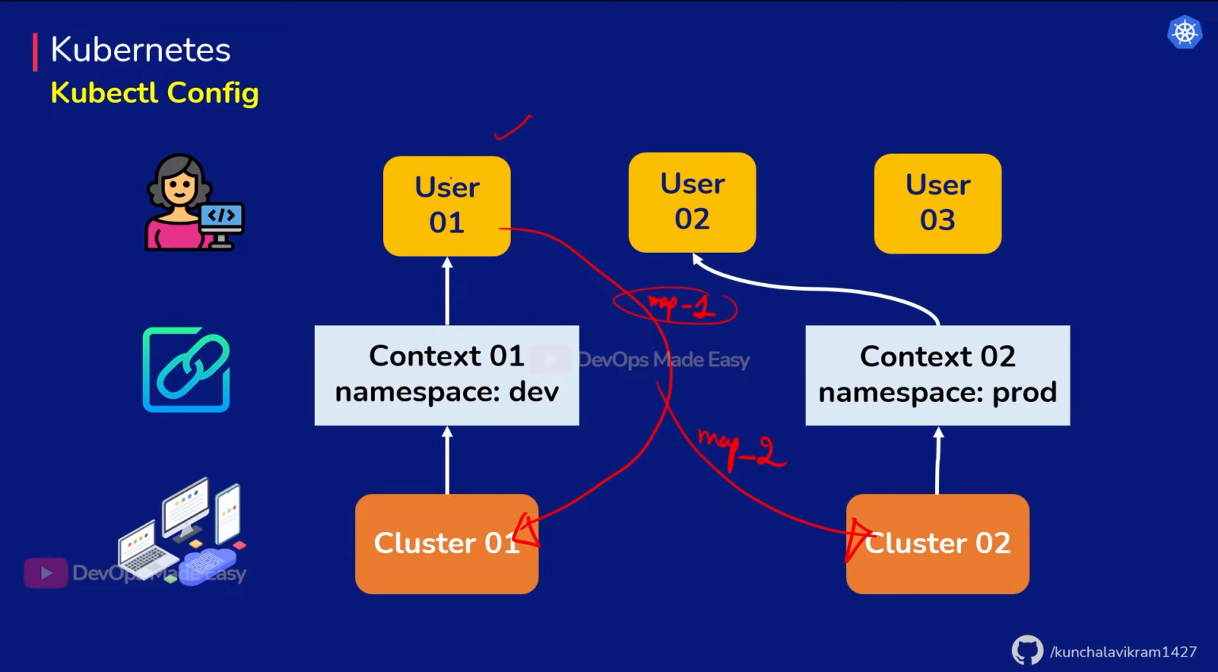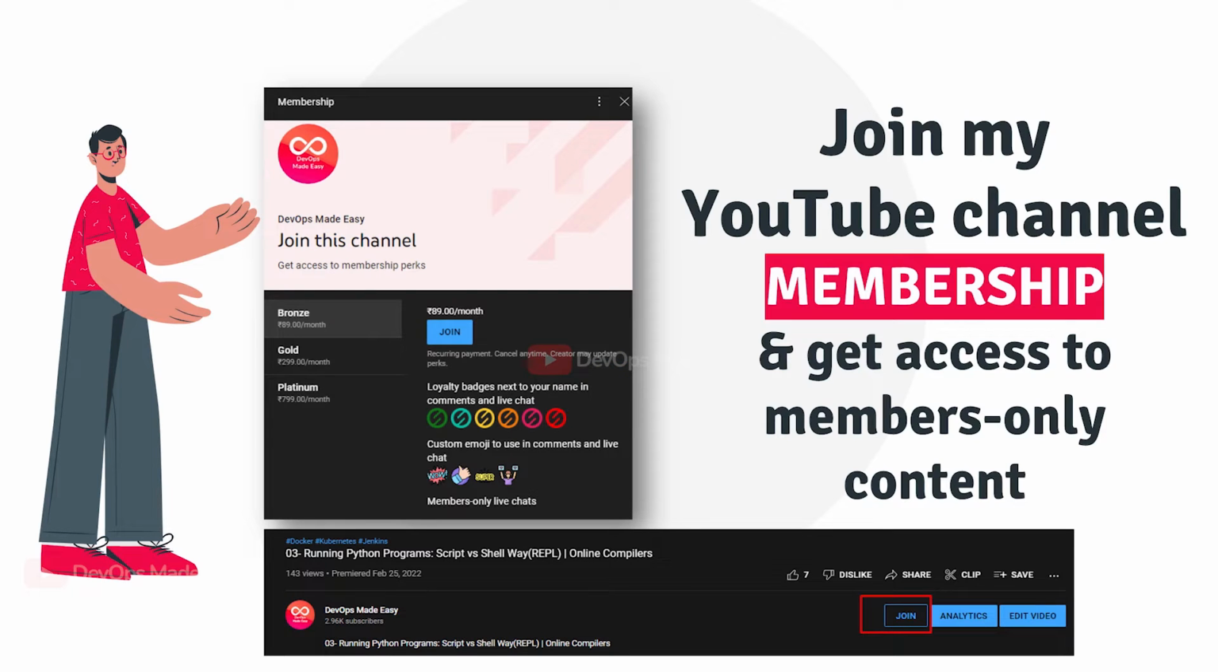Now let's say that user 1 wants to always run certain commands in cluster 01. In this case, I have to take this map_1 context and make it the current context. So all the consecutive commands by the kubectl utility will go and run in this cluster. Similarly, for user 03 to talk to cluster 01, I have to create one more context and name it properly, so that if I make map_3 the current context, user 3 can access cluster 01.